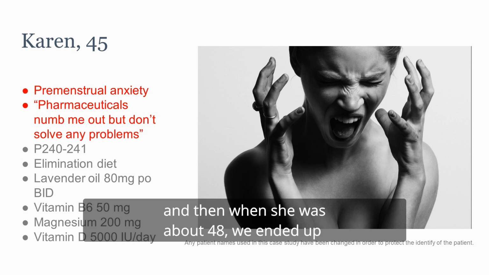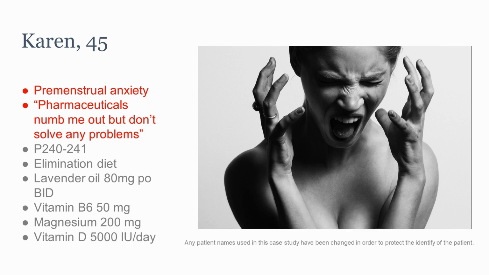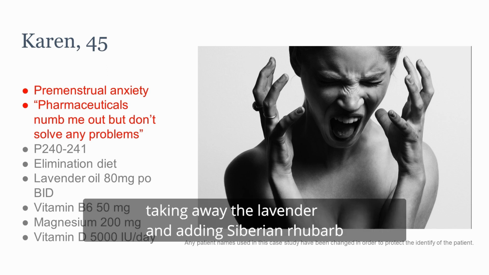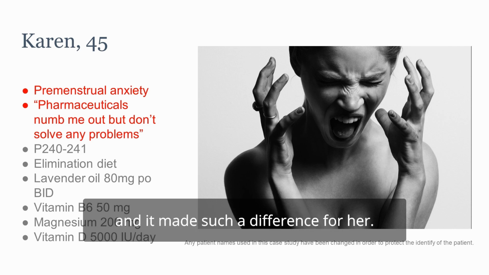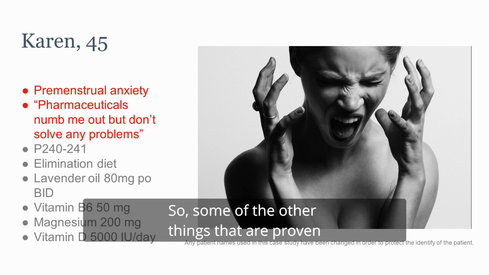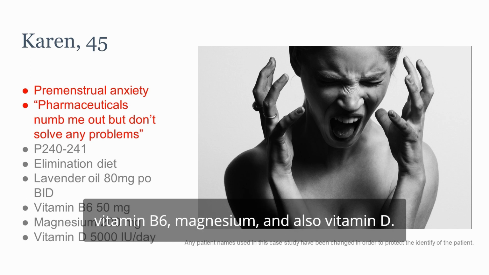And then when she was about 48, we ended up taking away the lavender and adding Siberian rhubarb, and it made such a difference for her. So some of the other things that are proven for premenstrual anxiety are listed here: vitamin B6, magnesium, and also vitamin D.